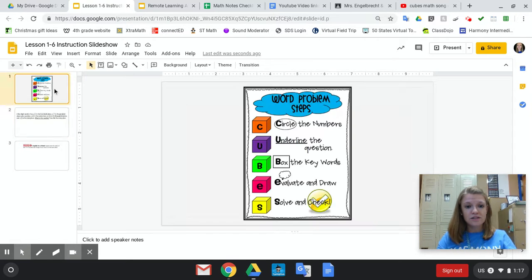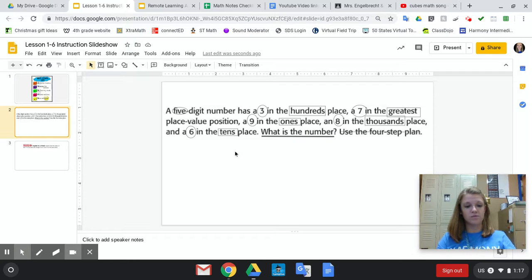Go back to cubes. Let's see. I circled the numbers. I underlined the question. I boxed the keywords. Time to evaluate and draw. So what am I going to do? Okay, let's go ahead and reread this question.